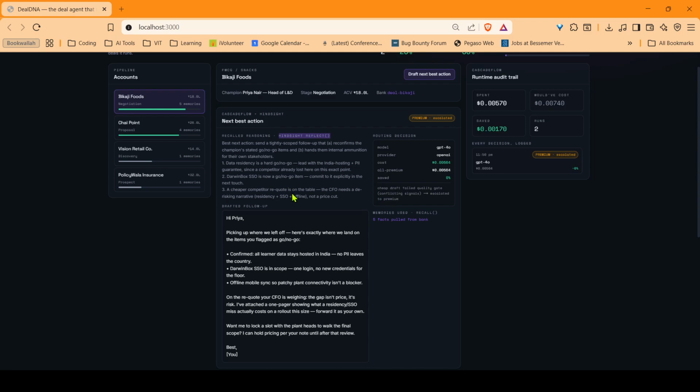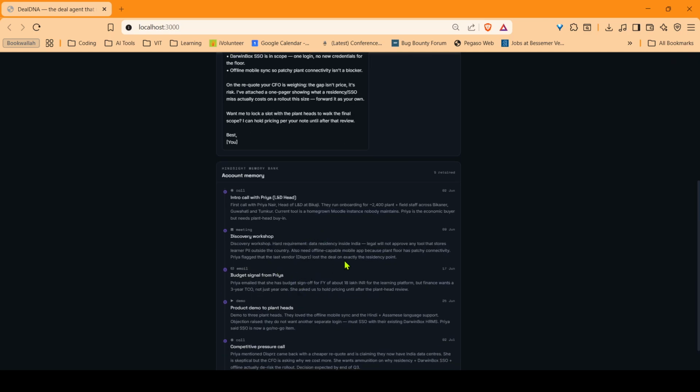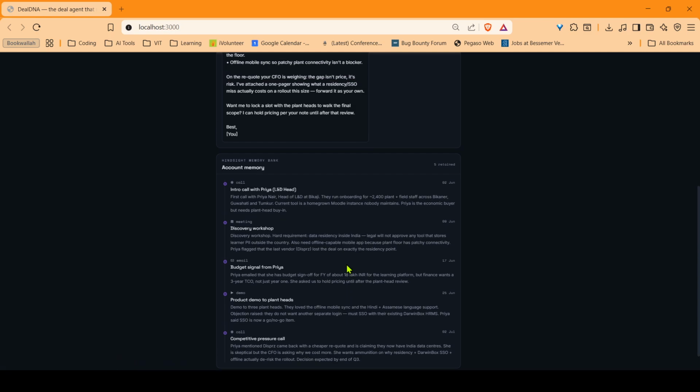Now, as you can look at the dashboard, it shows the exact things on record. You can see the model, the provider, the cost, all premium saved, and what percentage you saved. Now we have an audit trail over here, so you can see the total lifetime spend, how many dollars you've saved, and also the India data residency requirement, the SSO deal breaker, the competitor quote, the CFO asking about the price. It even gives a champion something to forward internally.